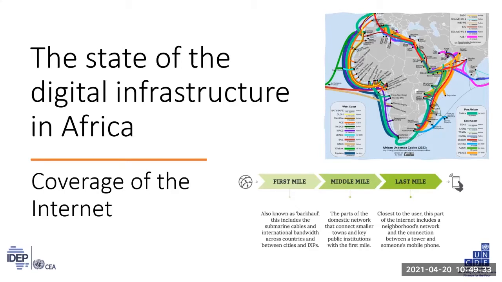First mile connectivity is provided by backhaul cables connecting continents and countries, as illustrated on the slide. Middle mile connectivity is provided by domestic broadband networks that connect smaller towns and key public institutions to the first mile. Last mile connectivity in Africa is largely a matter of mobile networks.